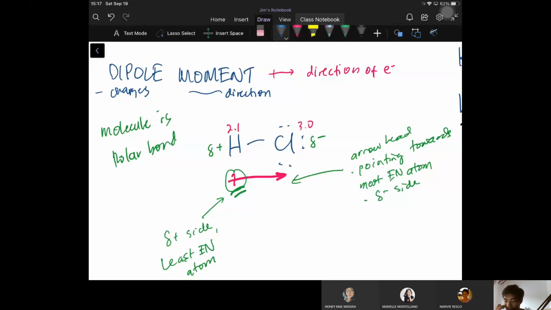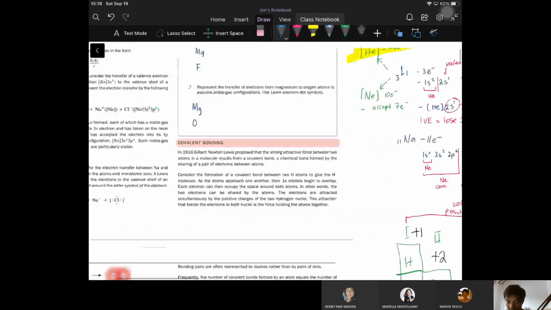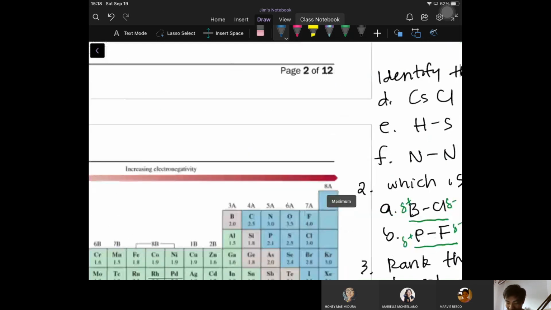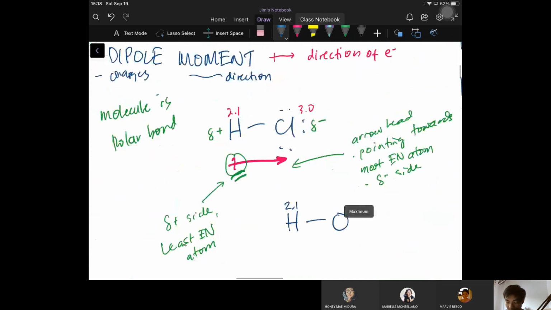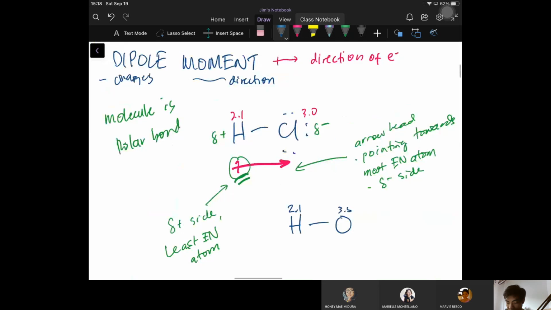Okay, pwedeng example, CCl bond. So carbon is 2.1... 2.4 pala. Ay, hindi, 2.5. Palitan natin. Ano kaya pwede? H and O. Ayan, kunwari sa tubig. 2.1 si hydrogen. Oxygen is 3. Tama ba? Hindi ko alam eh. Hindi ko kabisado. 3.5. Okay? 2.1 si hydrogen, 3.5 si oxygen.